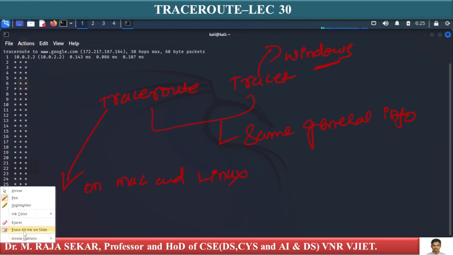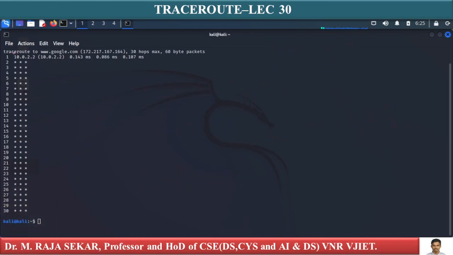Here I can say this first one is the hop number. That first column indicates hop number 1, hop number 2, till you have hop number 13. The first column is simply the number of the hop along the route. In this case, how many hops are there? There are 30 hops.